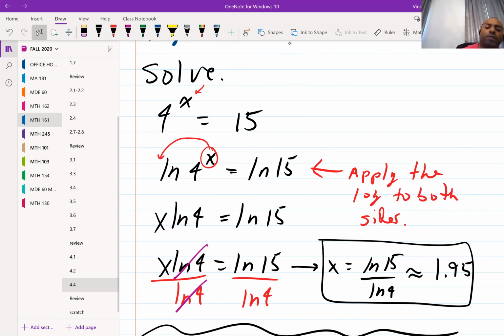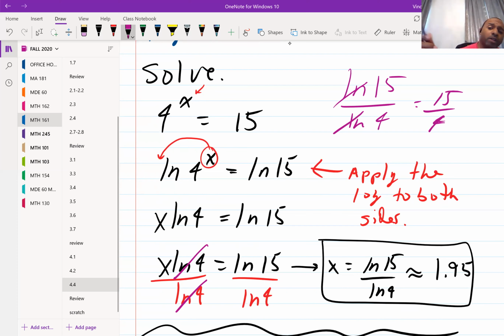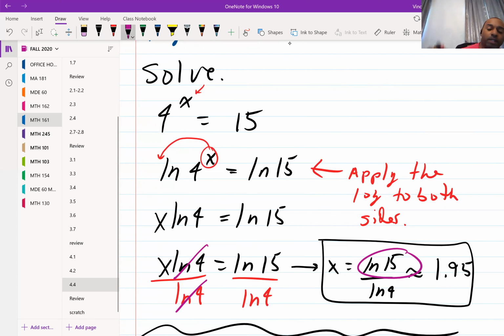Now be careful here, the natural log cannot cancel. In other words, what you cannot do is have natural log of 15 or natural log of 4 cancel out the natural logs, and that'll leave you with 15 over 4. So that cannot happen. The natural log is an application. So when you look at the natural log of 15, that's one number. And then the natural log of 4 is a number itself. So the natural log cannot be separated just by canceling out in division. So that's the natural log of 15 over the natural log of 4.